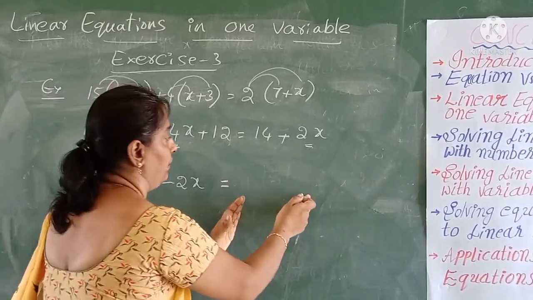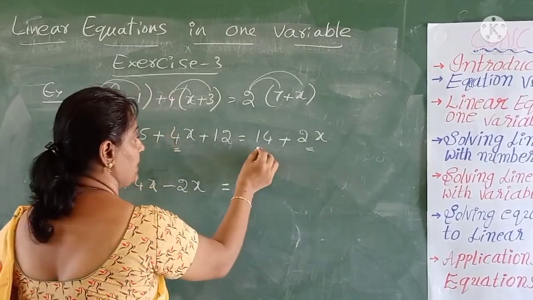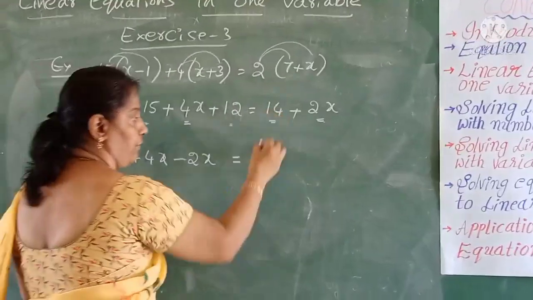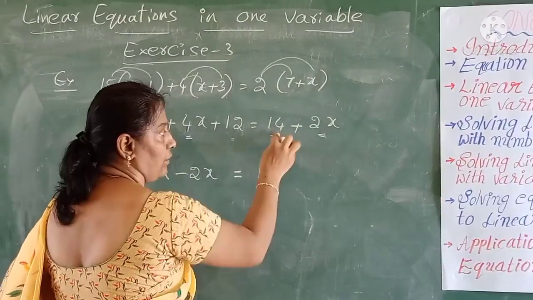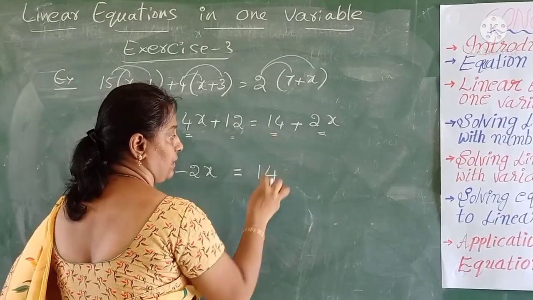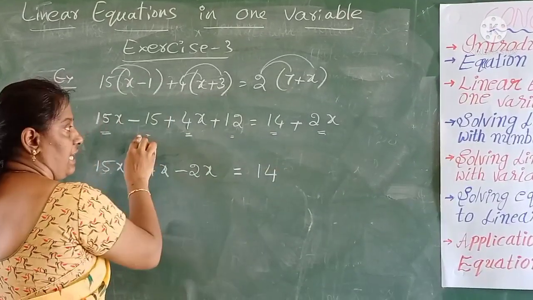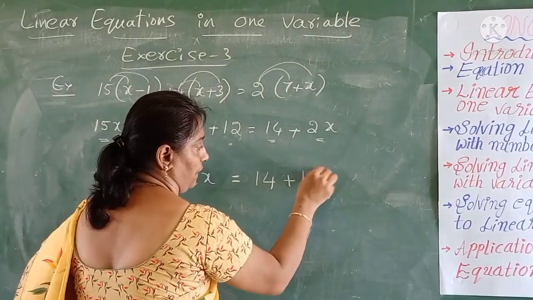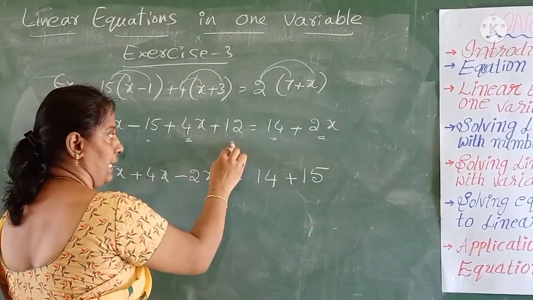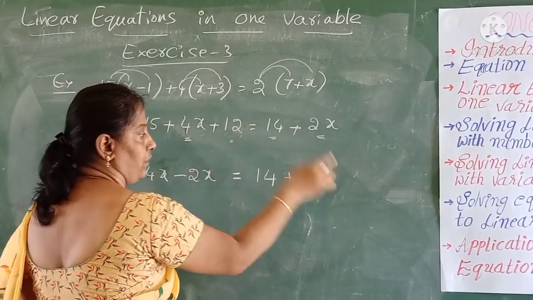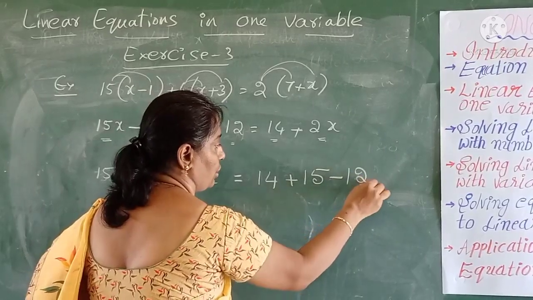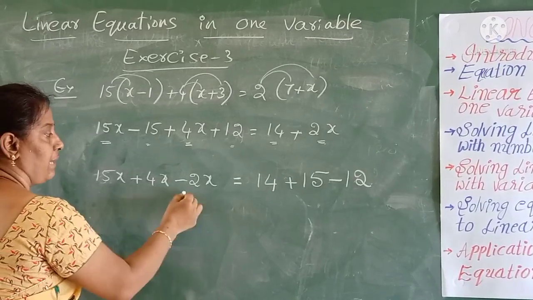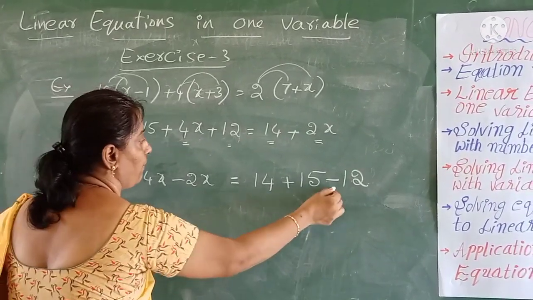Keep the constants on the right hand side. What are the constants here? 14, 12 and minus 15. 14 is already on the right hand side. On the left hand side, minus 15 is there; moving to the right side, it becomes positive 15. And one more constant is positive 12; moving to the right side, it becomes negative 12. So 15x plus 4x minus 2x is equal to 14 plus 15 minus 12.